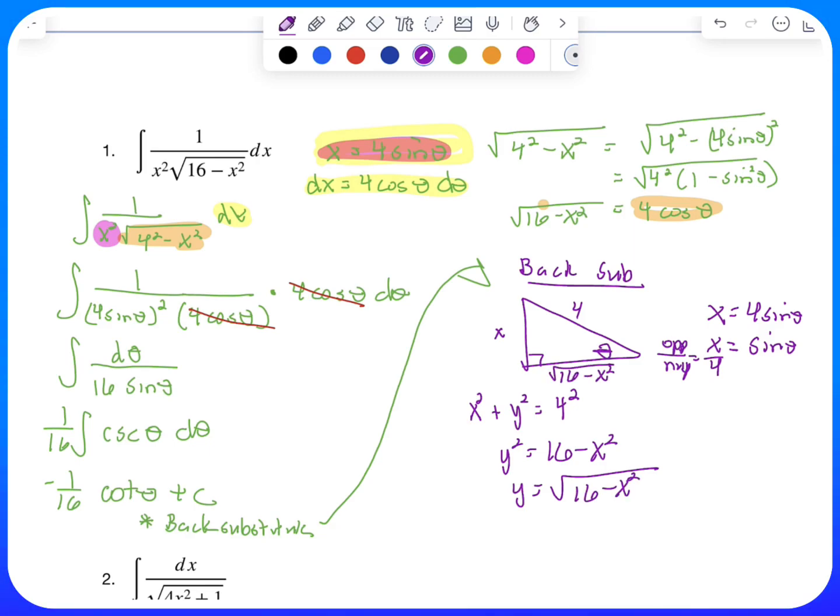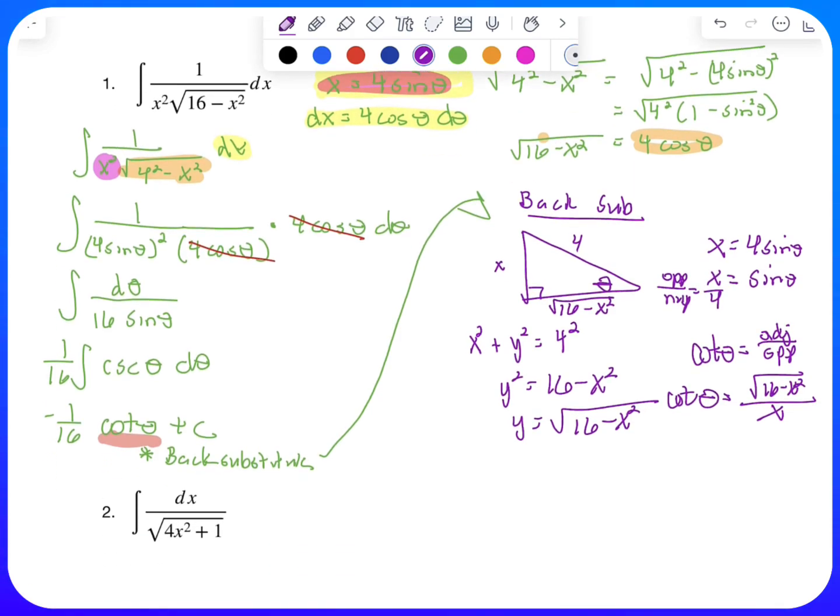Now, go back to my answer. My answer had cotangent theta in it. So I'm going to replace cotangent theta with what it is equal to. Remember, cotangent theta is our adjacent over our opposite side. So from our right triangle trig here, my adjacent side is the square root of 16 minus x squared. My opposite side is x.